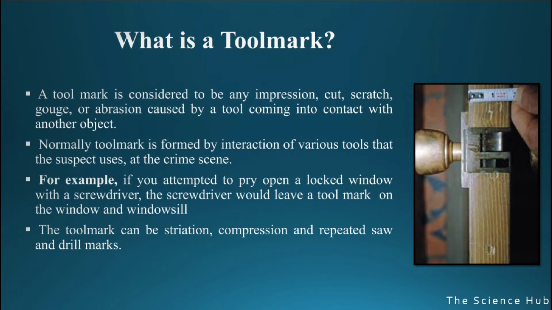Now, what is a tool mark? A tool mark is considered to be any impression, cut, scratch, or abrasion caused by a tool coming into contact with another object. Normally, tool mark is formed by interaction of various tools that the suspect uses at the crime scene. For example, if any criminal tries to open a locked window with the help of screwdriver, then the screwdriver will leave the marks on window and window sill. The tool mark can be striation or compression or repeated saw or drill marks.